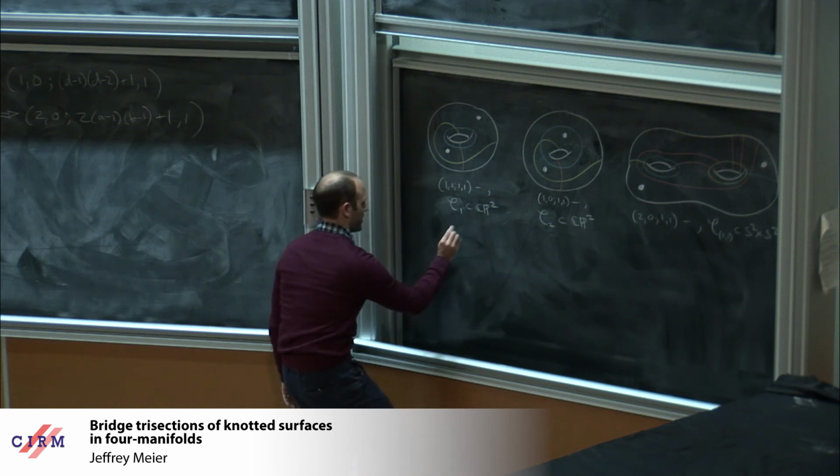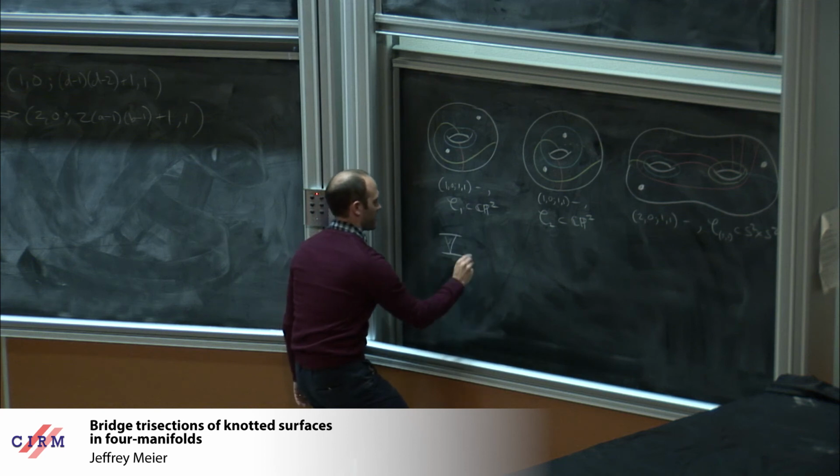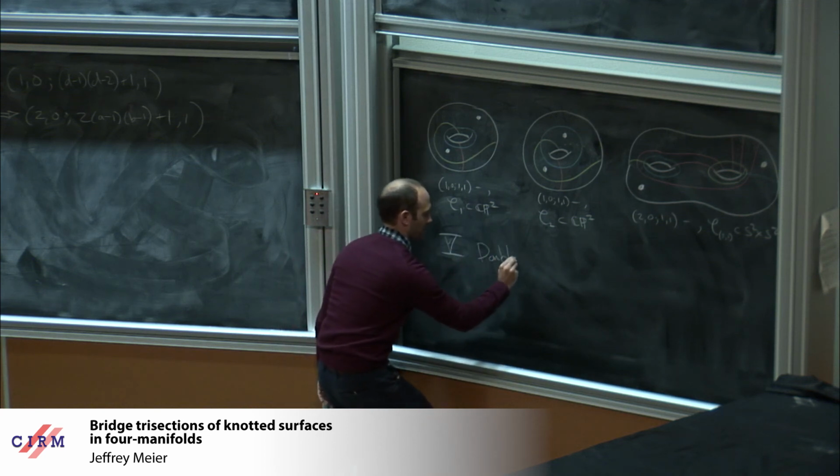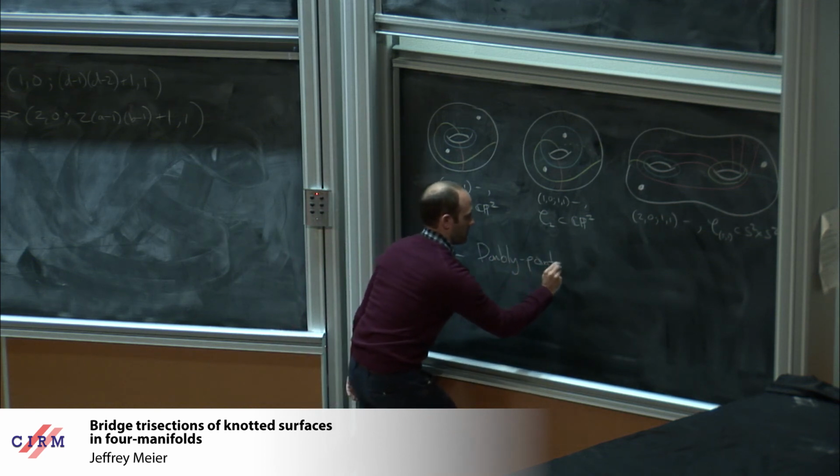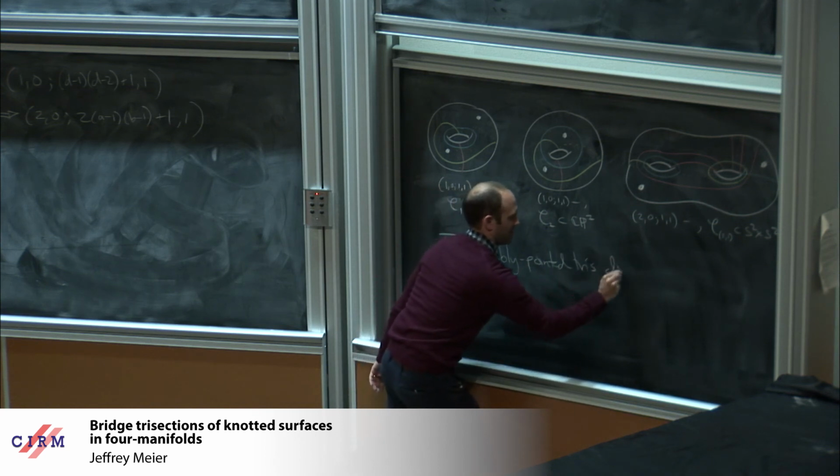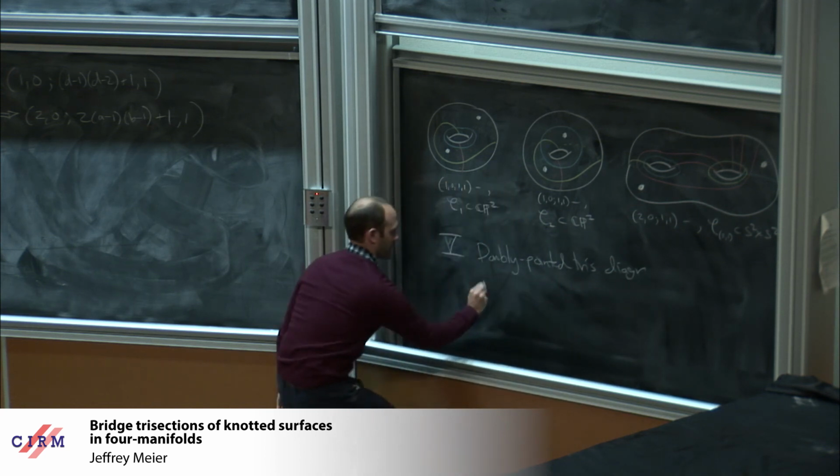So part 5 of my talk is doubly pointed trisection diagrams. And it will be given by Dave Gay.